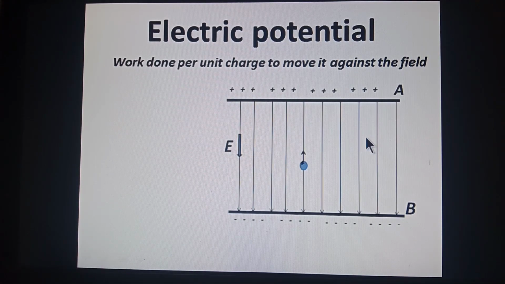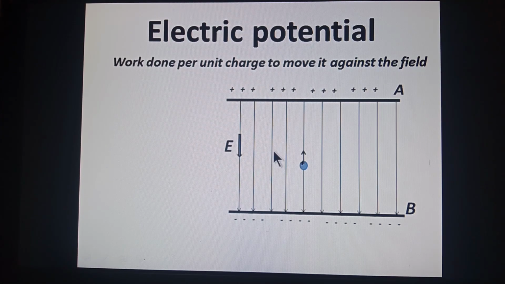Look at this diagram. There are two oppositely charged parallel plates, plate A above plate B, with a separation between them. Plate A is a horizontal plate, positively charged. Plate B is also a horizontal plate, negatively charged. Students, there is an electric field between them that is directed from positive towards negative. This is the direction of electric field represented with E. It is acting downward in this situation.